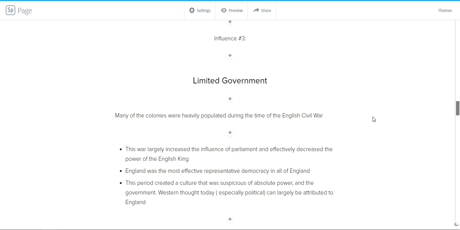We'll get into the nitty-gritty of this a little bit more, but generally speaking, it was a time when Parliament, which is England's representative body, people who go to the capital to make laws, what we call in the United States Congress, was becoming more powerful, and it effectively decreased the power of the English king. At one point during the English Civil War, actually, the king was beheaded. I don't think you'd get much lower than that, right?